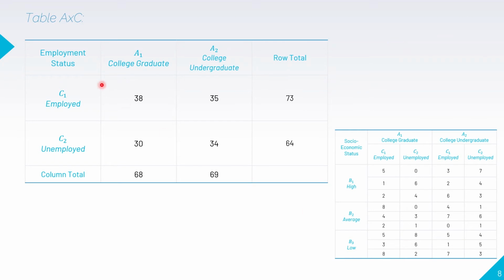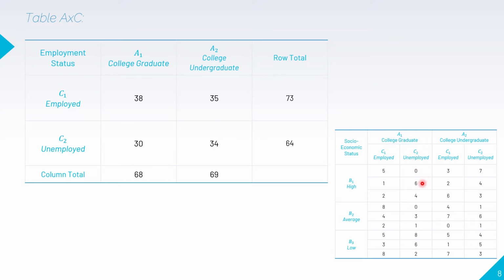Next, we find our table A by C, which is a college graduate and a college undergraduate, the educational attainment, and our employment status, are employed and unemployed. So in order to find this value, college undergraduate, the employed, add this all. 5 plus 1 plus 2 plus 8 plus 4 plus 2 plus 5 plus 3 plus 8, and we have 38. While in unemployed, we add this, the unemployed column, under the college graduate.